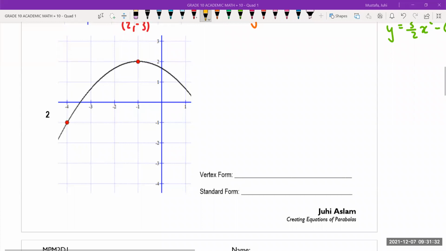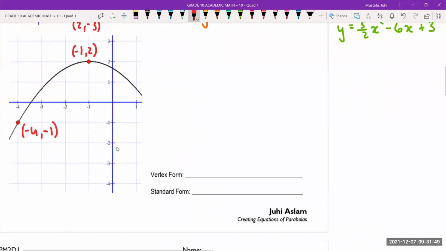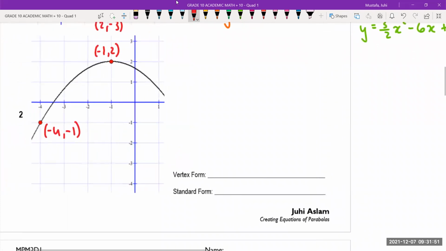So question number 2. First, I identified the vertex. In this question, it's (-1, 2). And I have one other point, which I'll always be given. And if it's not given, you should be able to find another point on the parabola easily. All right, I'm going to start with our formula, which is y is equal to a(x - h) squared plus k.